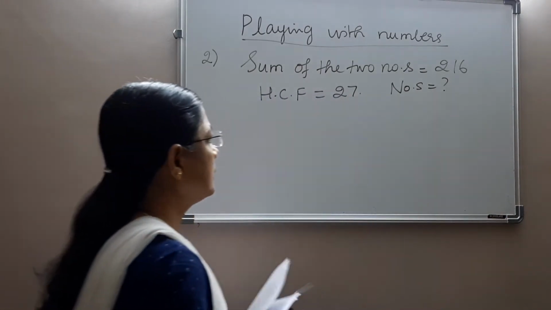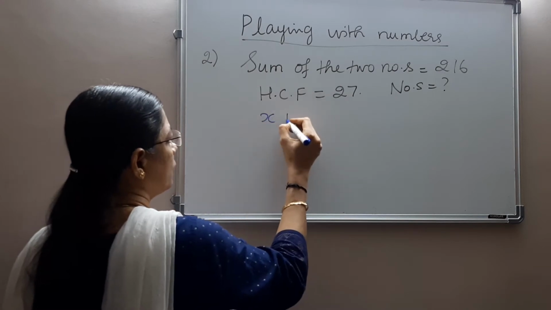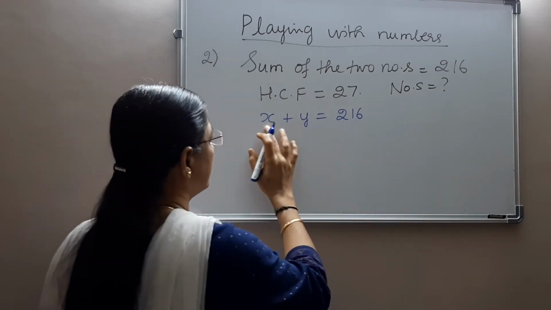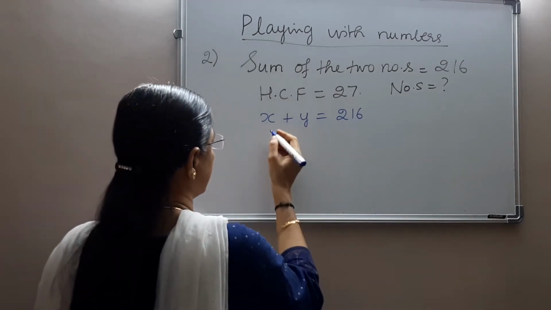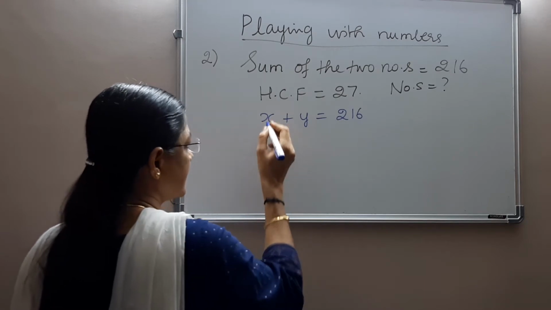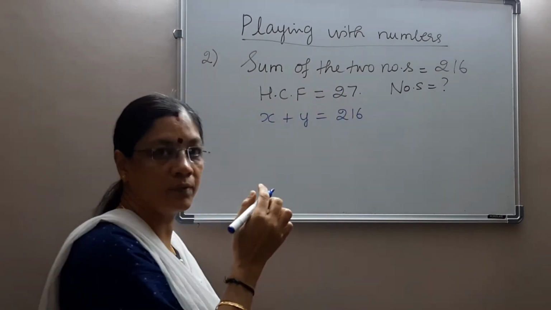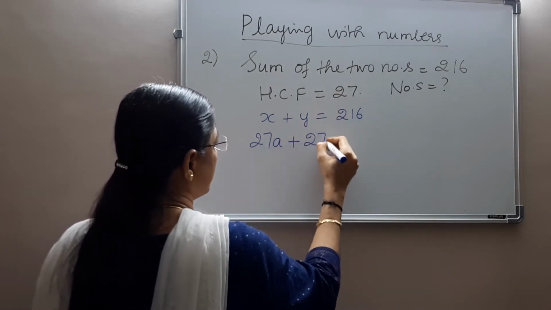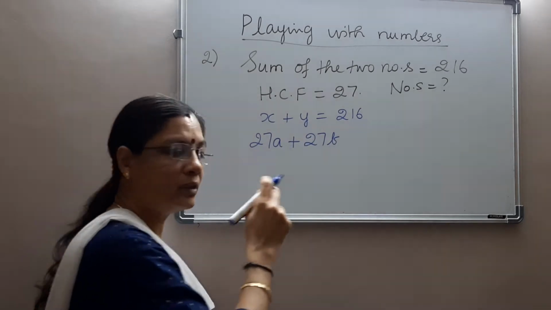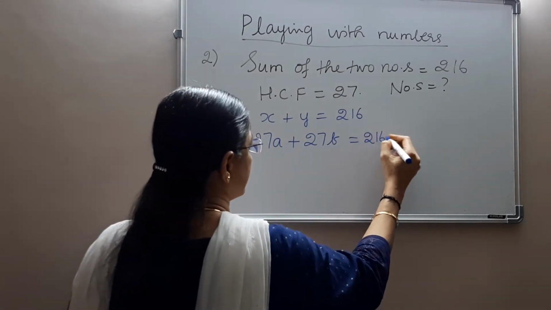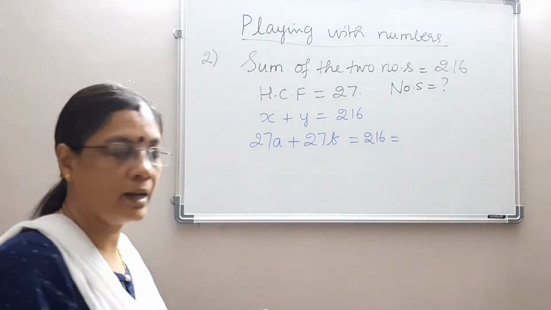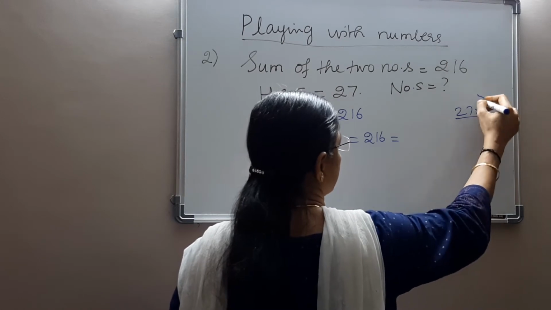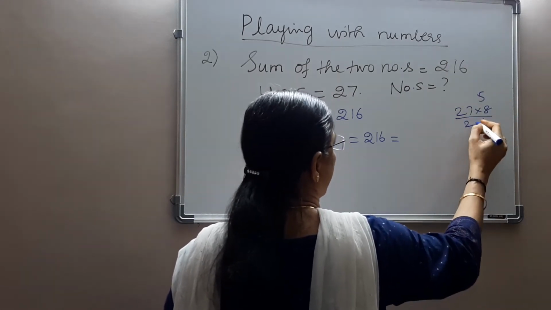So what is the sum? Here the sum of two numbers is 216. We don't know the numbers, so let us take it as x plus y. As we have done x plus y is equal to 12, we take it as x plus y is equal to 216. Now this x can be represented in terms of 27, isn't it? By multiplying with some number. And y also can be represented by HCF by multiplying with some number, which will give you 216, and this 216 can also be represented by HCF, and that is 27 into 8, because 8 sevens are 56, it gives you 6 in the units place, and yes, it is 216.